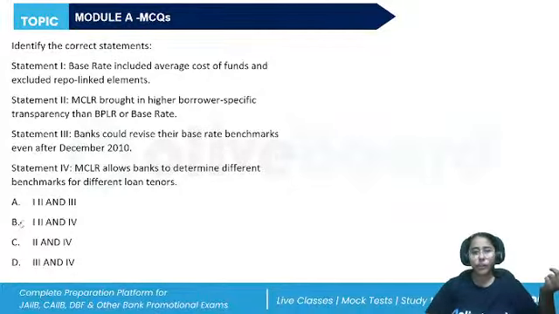Earlier, what was followed? The BPLR system was there, but it fell short of the original objective of creating transparency. Then the base rate replaced the BPLR. Then the base rate was replaced by the MCLR, the marginal cost of fund based lending rate, and now the external benchmark is being used.